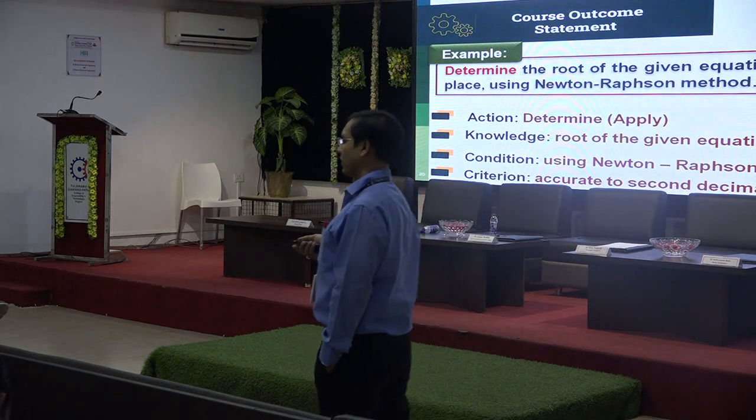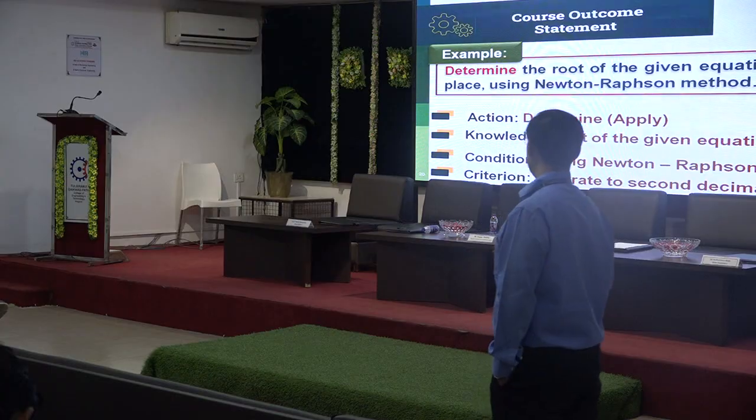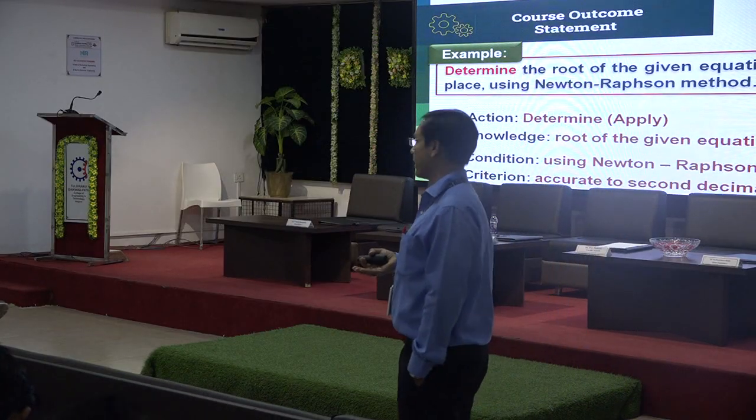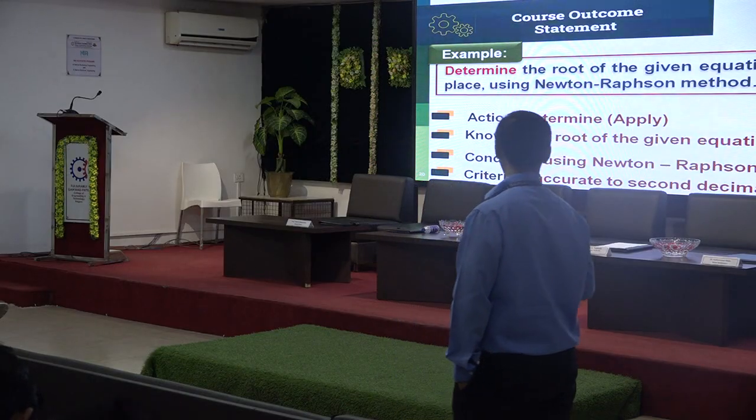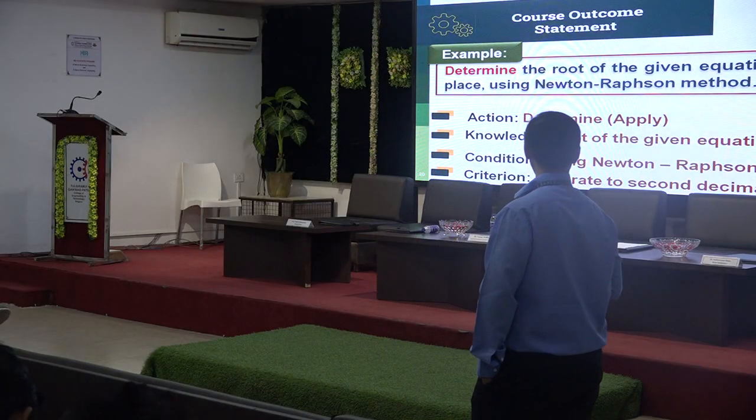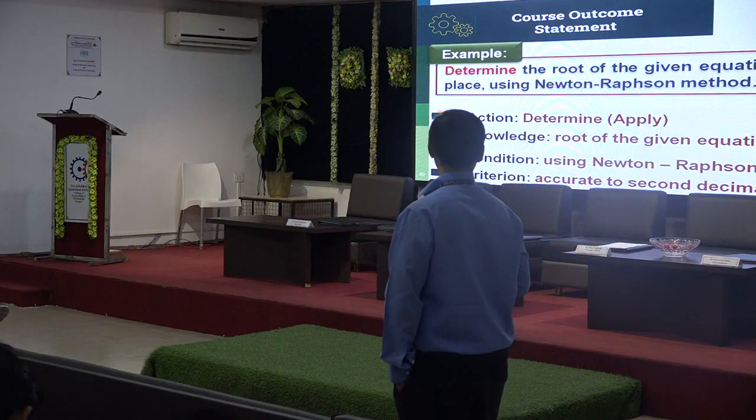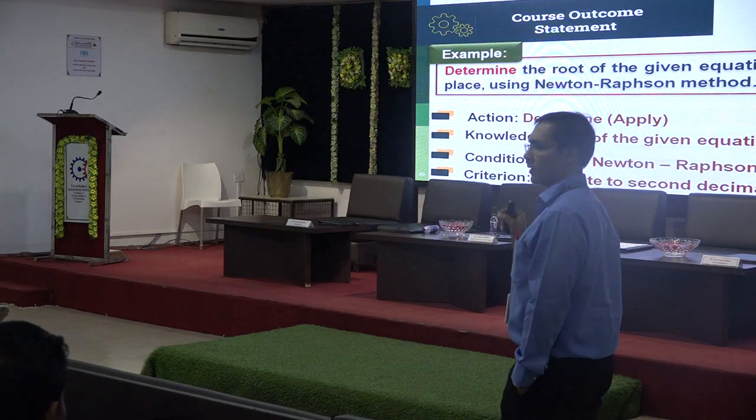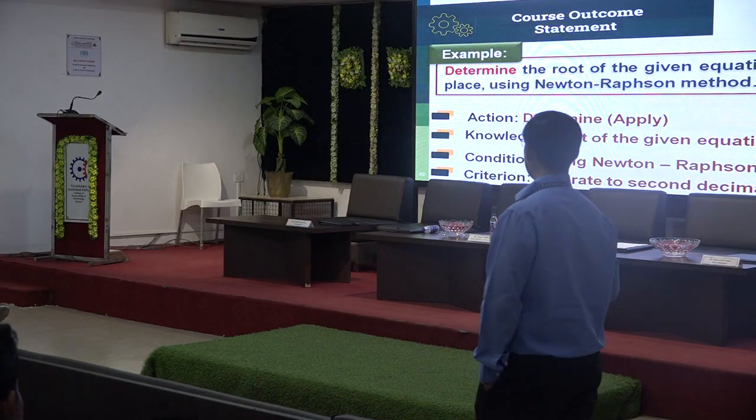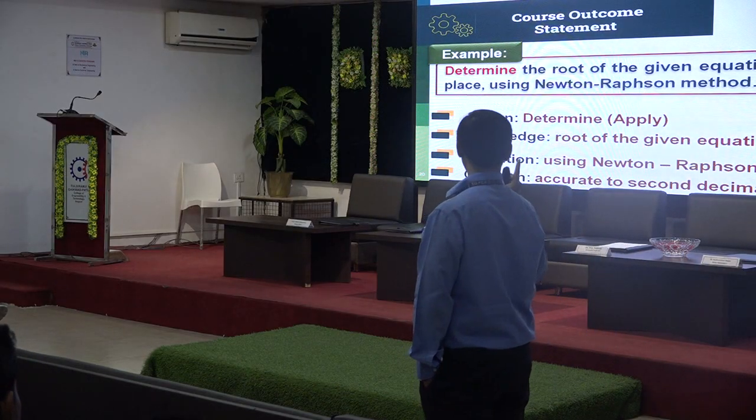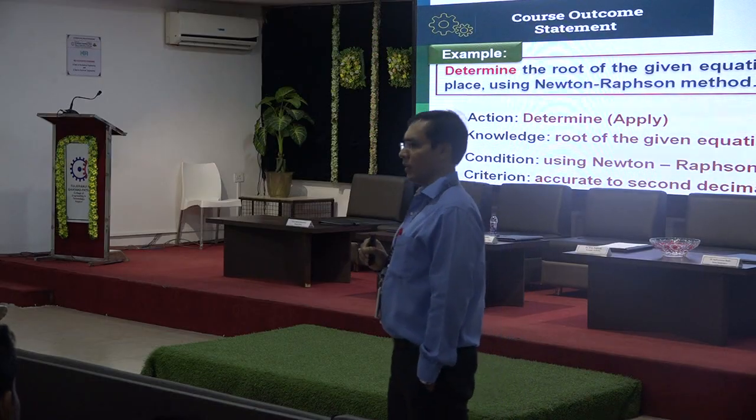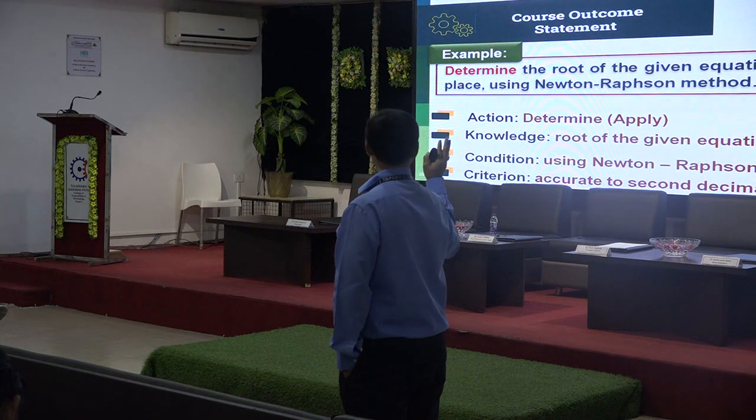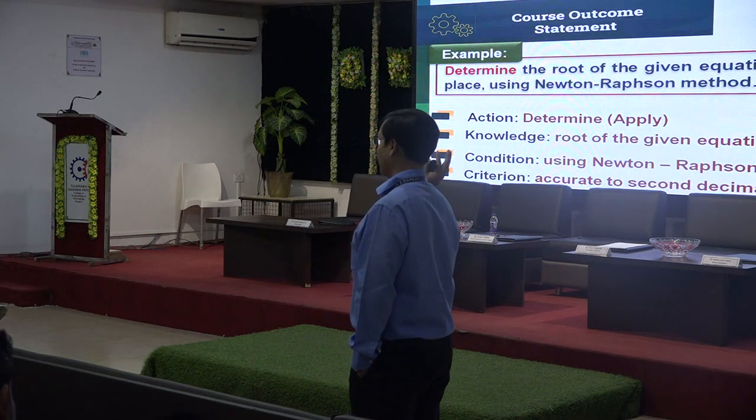So what I have told you just now is that condition and criteria are not compulsory elements. Compulsory element means if you remove this condition and criteria, like if from this statement I remove using Newton-Raphson as well as accurate to second decimal place, then what will be the course outcome statement? Reframe it. Course outcome statement will be determine the root of the given equation, full stop. Okay, let's say I remove the further part, that is accurate to second decimal place using Newton-Raphson.